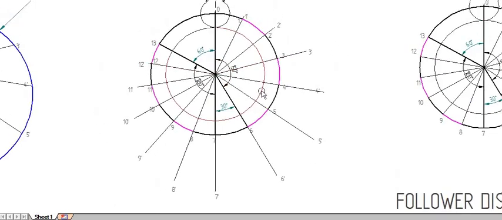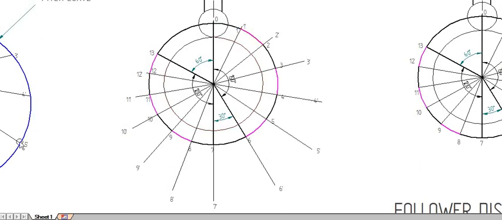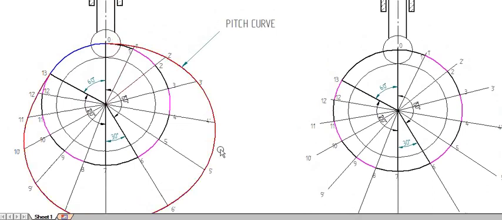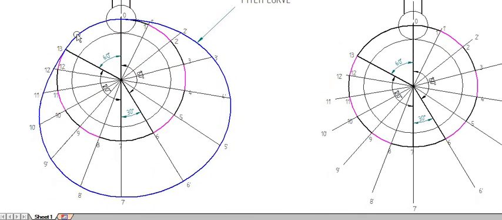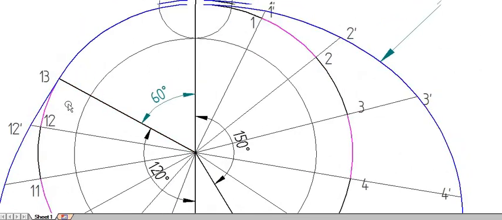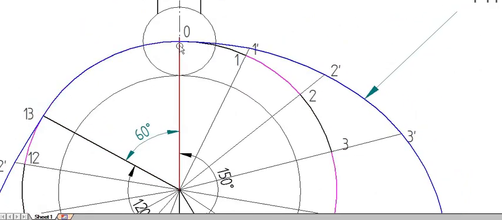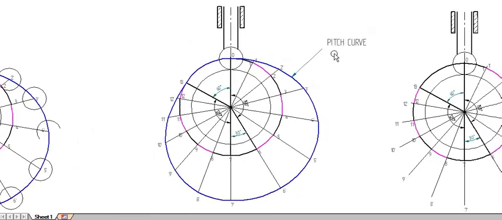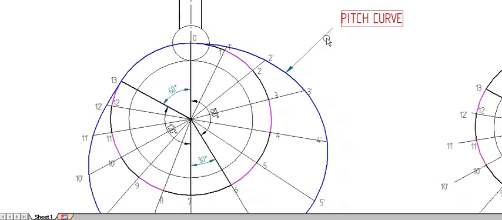After that, join all the dash points. I am joining all the dash points. These are all my dash points. After 13, continue with the prime circle up to 0. So the profile I have drawn is ending on the prime circle, not on the base circle. If it were all on the base circle only, you could give it as a cam profile. So this curve is called the pitch curve.